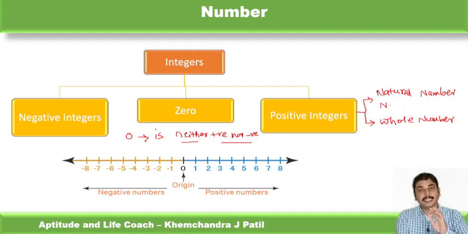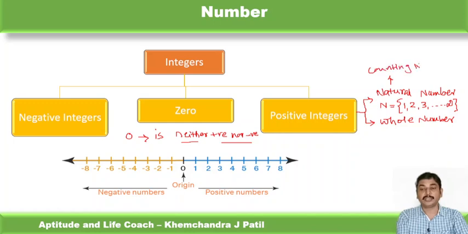The natural number set is defined by N, and the smallest natural number is 1, then 2, then 3, and the largest natural number is not known to us. So, how can you define a natural number briefly? All counting numbers in the universe.